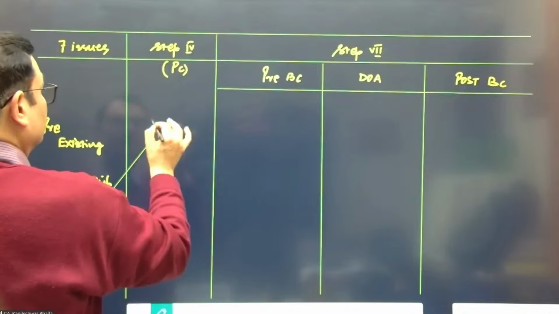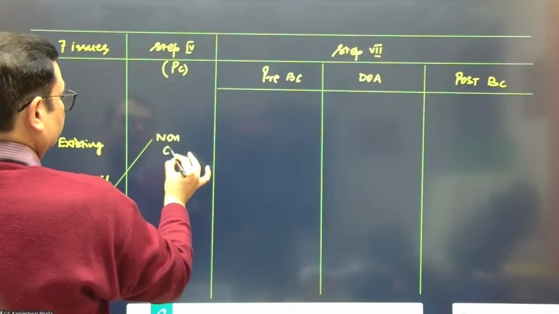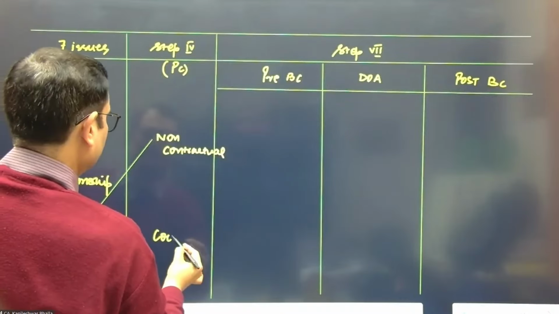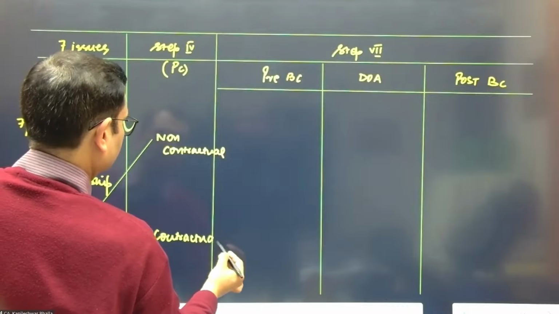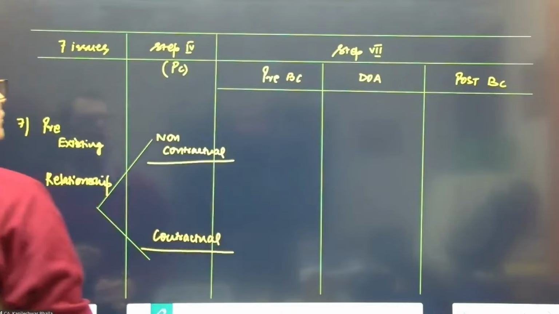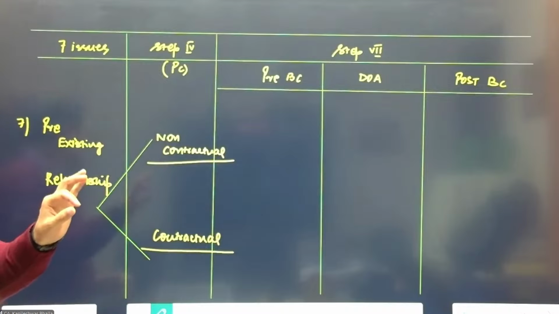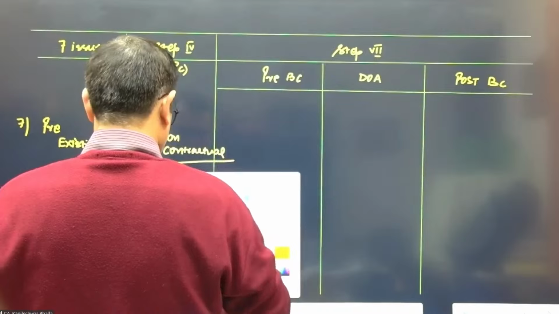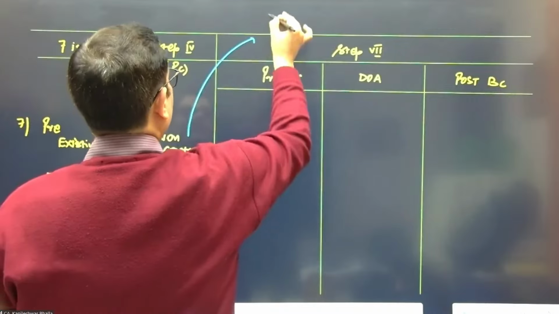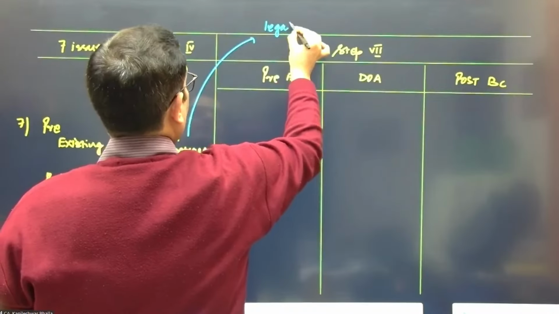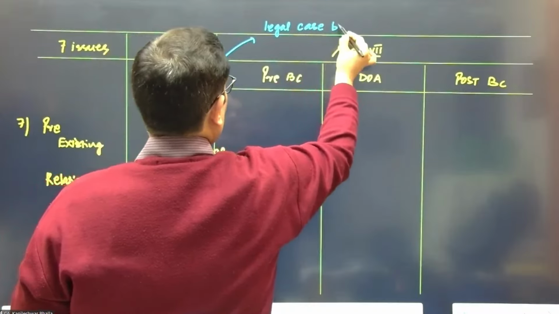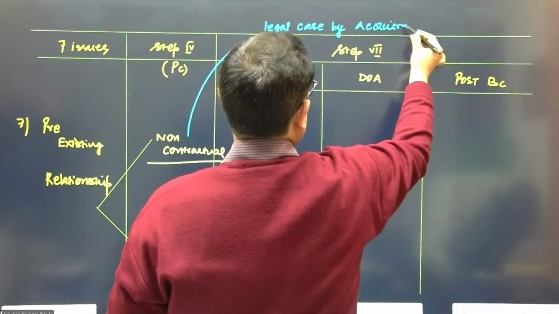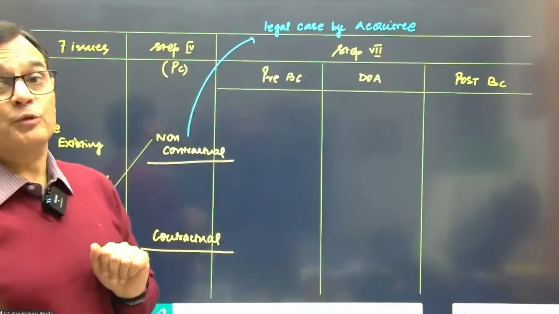So we can say it would be either non-contractual, or it is going to be contractual in nature. If it is non-contractual, then what do we do? Let's take a presumption for a non-contractual case, that there is a legal case by ICAI. I'm giving you the inputs based on the presumption that there is a legal case by the ICAI. So what do you do in this case?